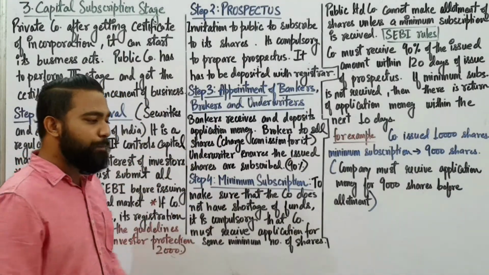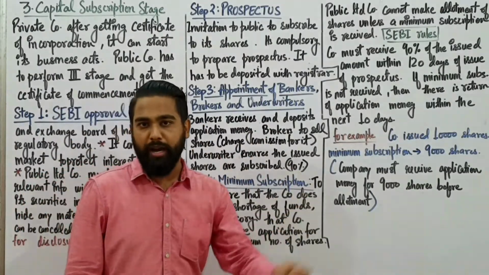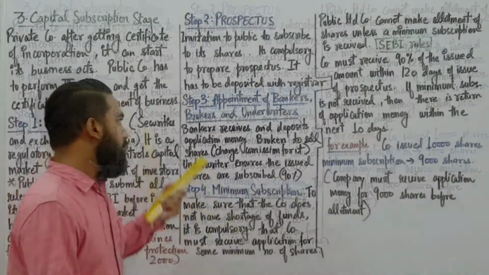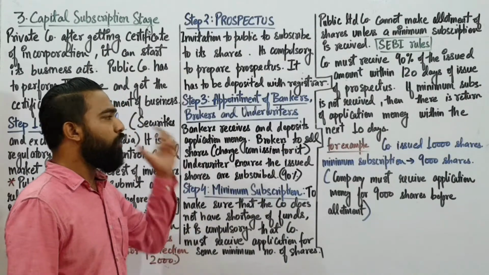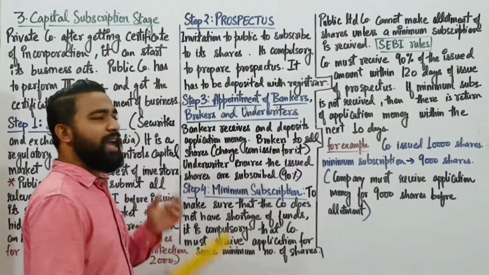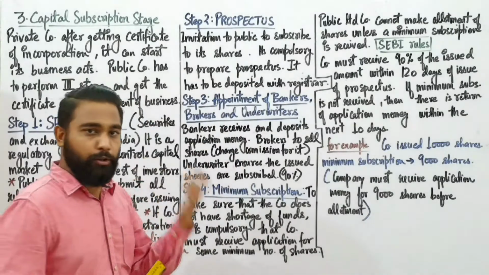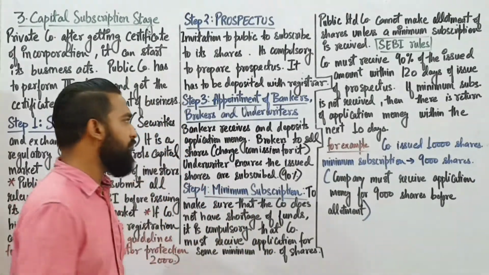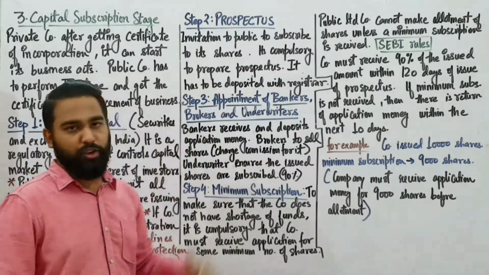Now these public companies need to appoint bankers, brokers and underwriters. Now they appoint bankers. What do the bankers do? The bankers receive and deposit the application money. Whatever money is received from share capital or issue of capital or any investment in your company, the bankers do the job for you. They receive and deposit the application money.